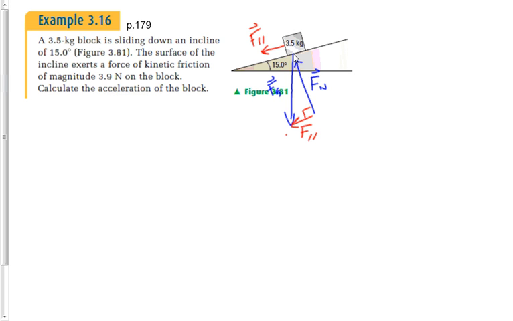Yeah. It's going to act up the hill or to the right. So let's make this the force of friction up the hill. We know the value of the force of friction already, right? It's 3.9 newtons. We don't know F parallel already. Let's find it.